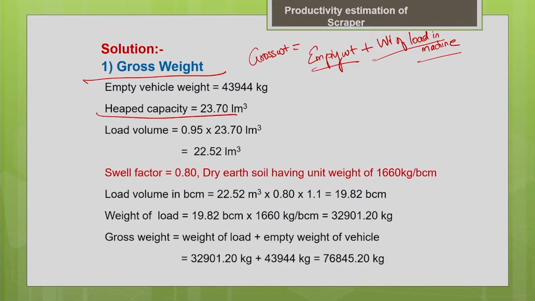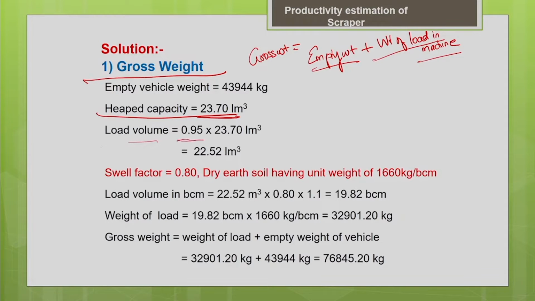The heaped capacity is 23.7 loose meter cube. The maximum heap capacity of the bowl of the scraper when you heap it at a particular angle of repose, it is going to be 23.7 loose meter cube. Now, what is the load volume? You need to find it. So, we are not going to load it to the maximum capacity as given by the equipment manufacturer. I will be loading to 95% of the heap capacity. So, your load volume is 0.95 of your heap capacity, 23.7 loose meter cube. That gives me the value as 22.52 loose meter cube. Okay, this is your load volume in loose meter cube.